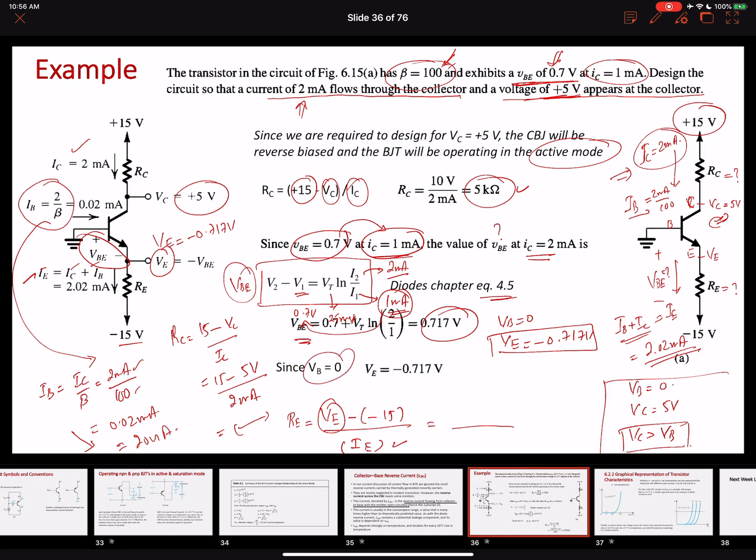Right, so VB is 0, this is VE, and similarly we can put down the values of VE as minus 0.717 and IE as 2.02 milliamperes, and our resistance will come out to be 7.07 kilo ohms.